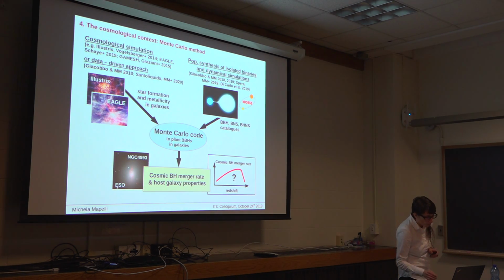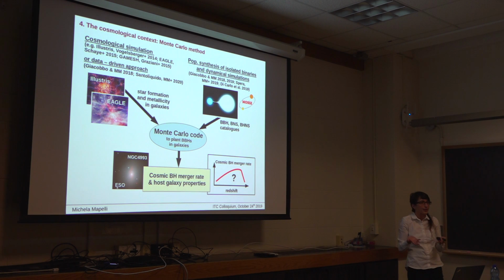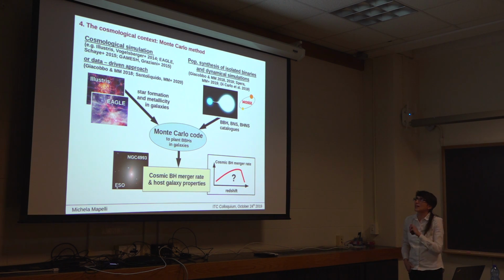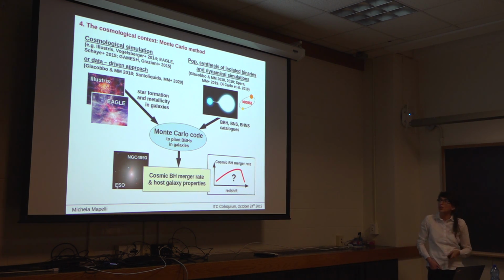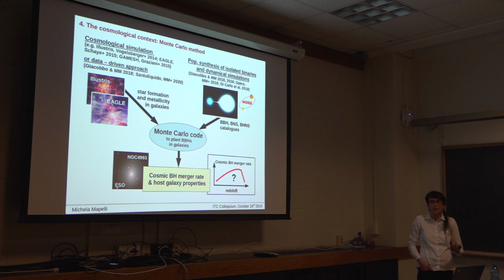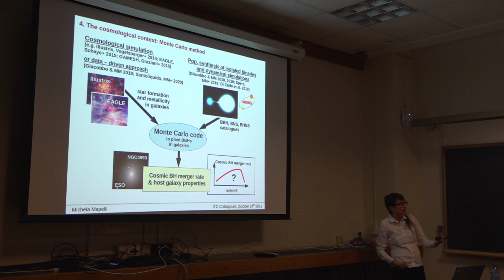In our group, we are currently following a Monte Carlo-based strategy to do this, which uses population synthesis and dynamical simulations. We get information on the masses and the delay time of merging systems. Then what we need from cosmology is essentially the star formation rate density and the metallicity evolution in the universe. We get this either from cosmological simulations or a data-driven approach, like Madau plots. We put things together with a Monte Carlo approach, and we can predict the cosmic merger rate and the properties of the host galaxies by considering a large parameter space.